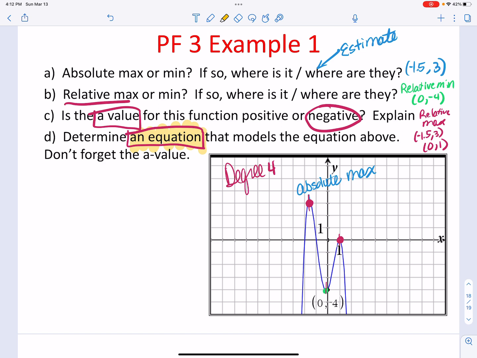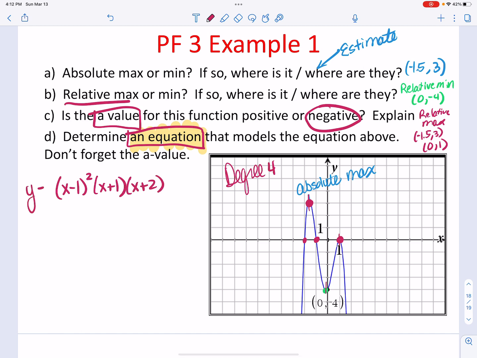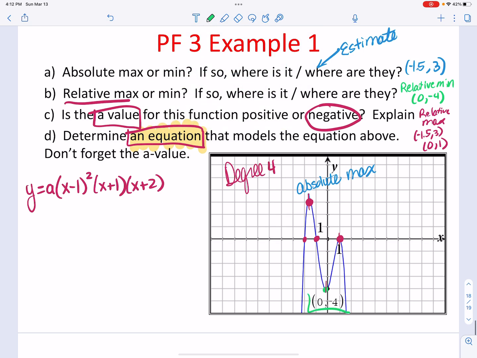So my factored form, if I look at my roots: it's a double root at 1, so that's going to be (x - 1) squared. I've got a single root at -1, so (x + 1). And a single root at -2, so (x + 2). I do not know the A value, but I do know that I have a point at (0, -4). So I'm going to put in -4 for y, and 0 for x.